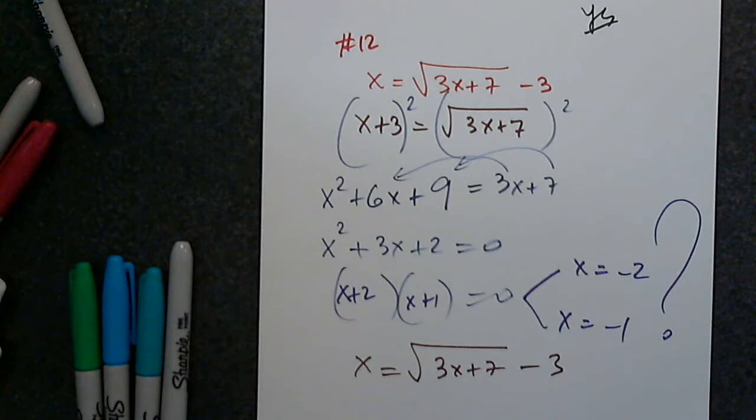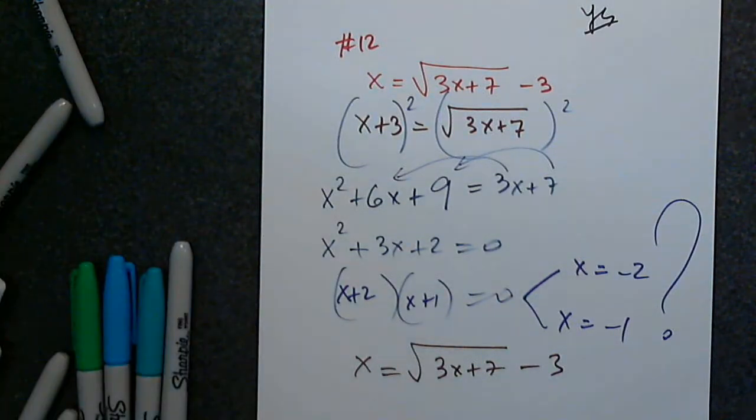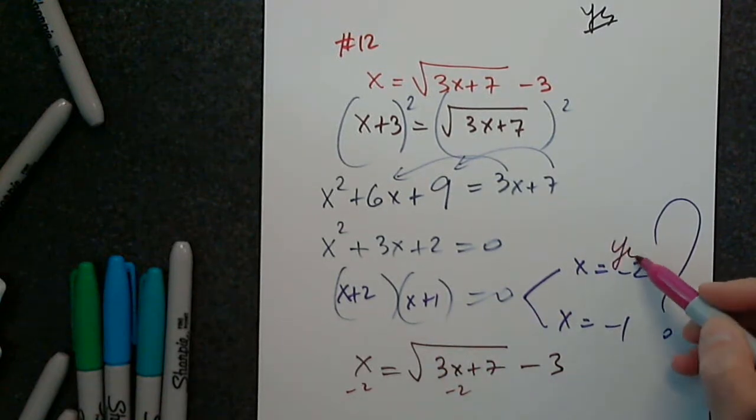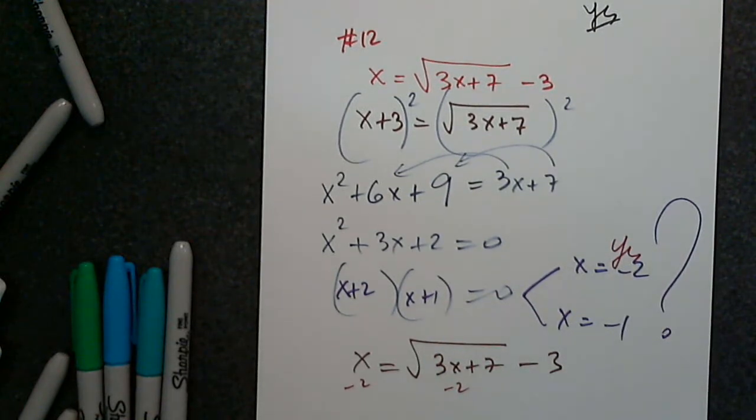And I will replace x by -2. Okay. 3 times -2 is -6, plus 7 is 1. The square root of this is 1. Is 1 minus 3 equal to -2? I will say yes. Very good.